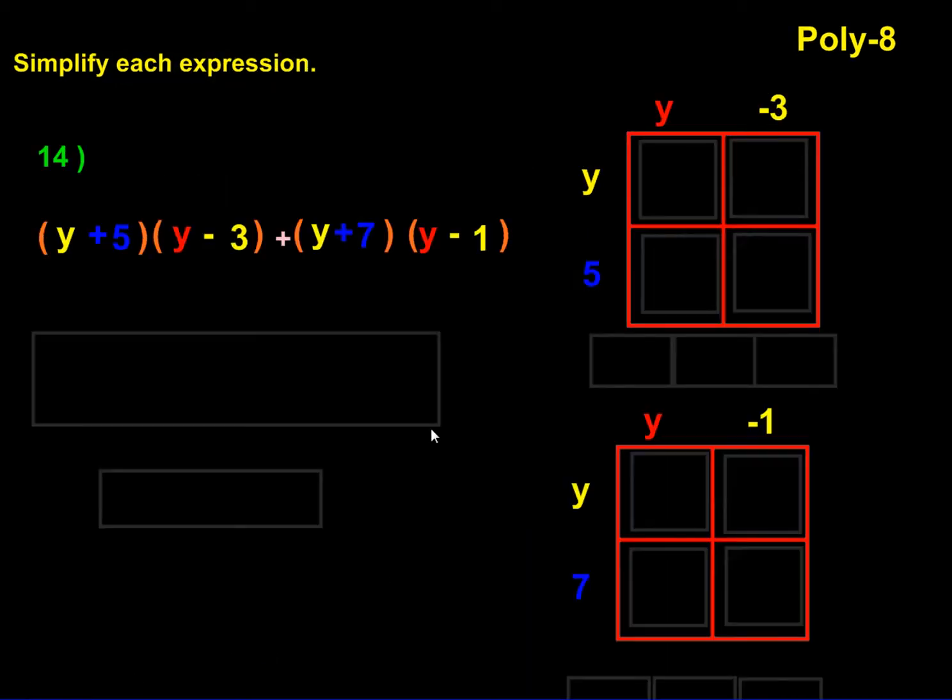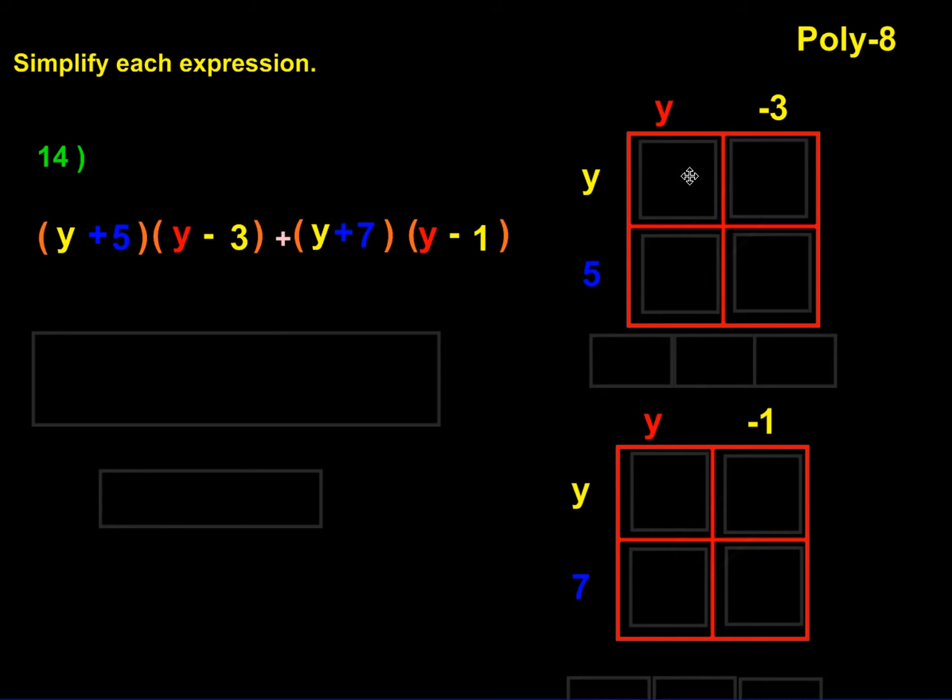For number 14, basically what we have here is two binomials being multiplied on this side, and then two more on this side, and the answers to each of these then being added together. So as you can see, I have two completely separate boxes set up. I'm going to start with y plus 5 times y minus 3. So I've taken the y and the 5 and set that up on one side of the box, and the y and the negative 3 on the top over here.